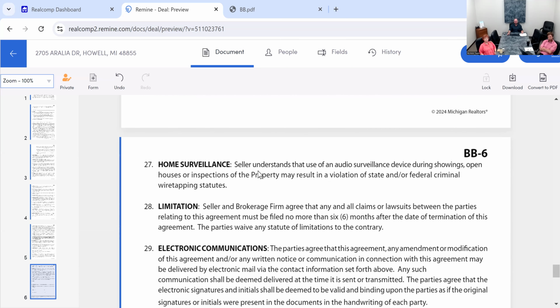Home surveillance. Seller understands that the use of an audio surveillance device during showings, open houses, or inspections of the property may result in a violation of state and or federal criminal wiretapping statutes. It shouldn't in Michigan, but it may. If it does, we don't want them to be able to sue us and say, hey, you never warned me of that. So this is just us warning them.